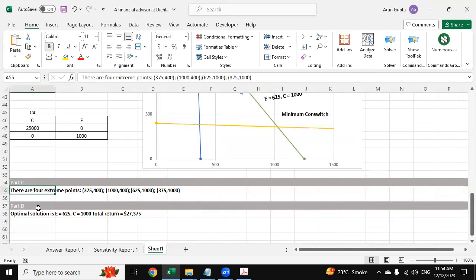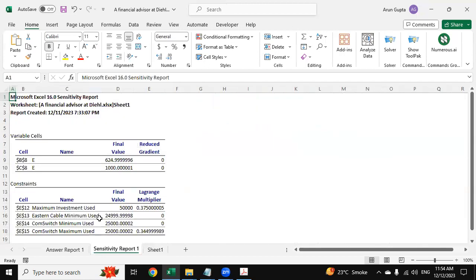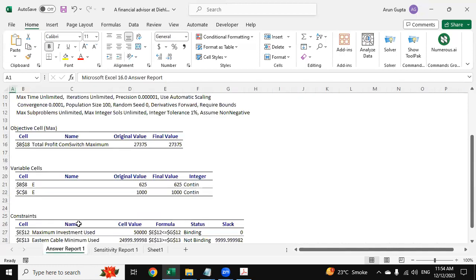And this is part C. They were asking for the four extreme points. So these are the four extreme points we have created using the graph. And then in part D, they were asking for the optimal solution. So the solution is 625 for E and 1000 for C, and the total return is 27,375. We have also provided the sensitivity report here using Excel Solver. So this is the sensitivity report, and then this is the answer, the final value and the original value.